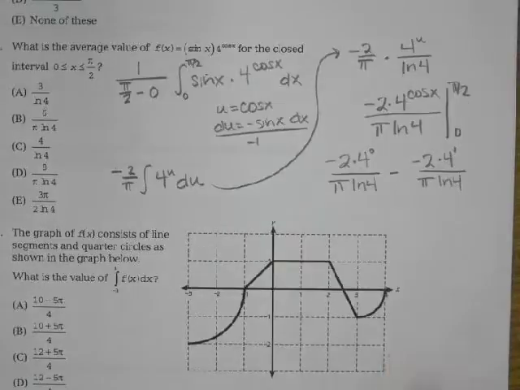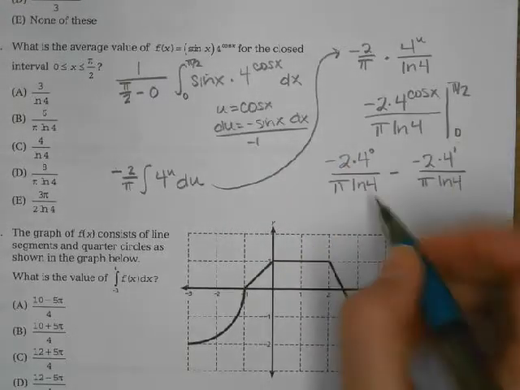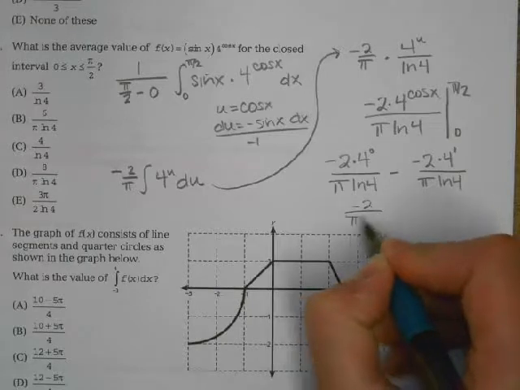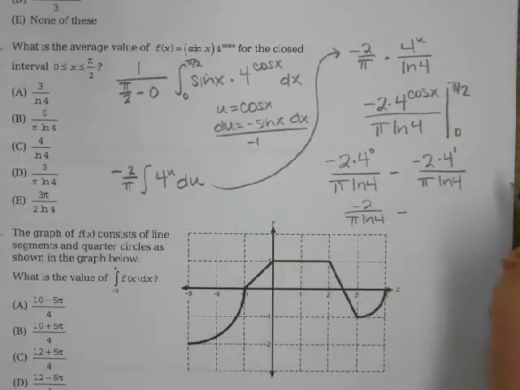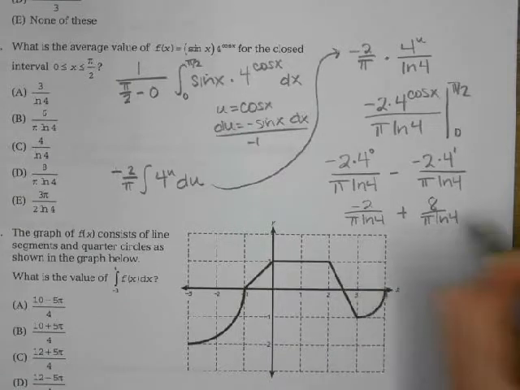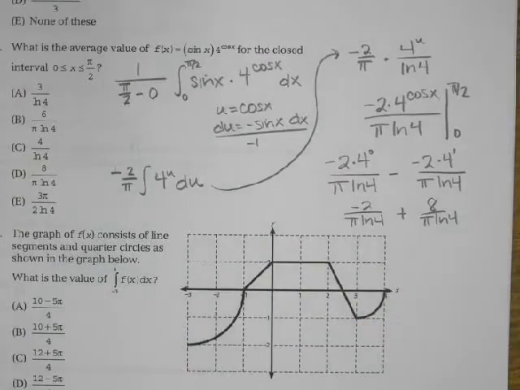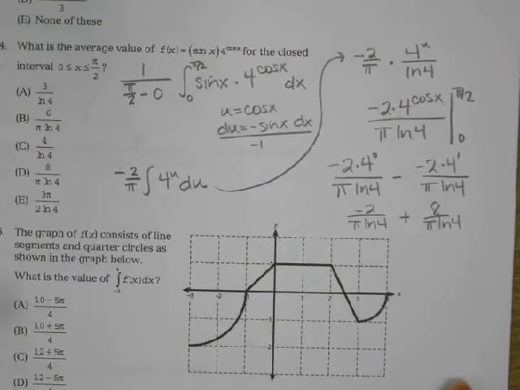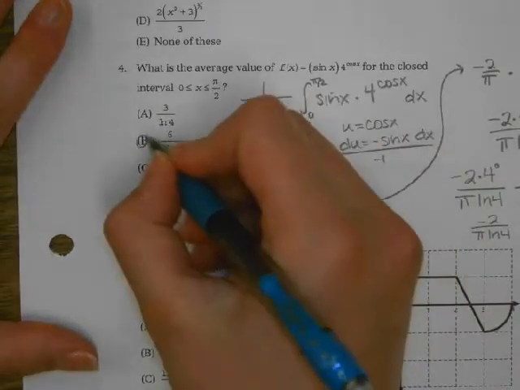So what we have here is negative 2 times 1, which is just negative 2, plus 8 over pi ln 4. So if we have a common denominator there, which is nice, when we add those together, we get 6 over pi ln 4, which is the right answer.